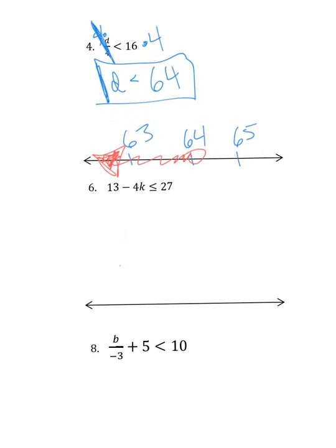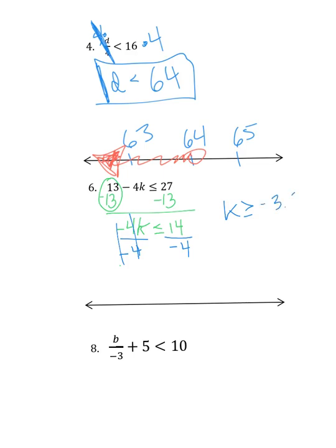In this next one, we're going to go minus 13, minus 13. So we have negative 4k is less than or equal to 14. We're going to divide by that negative 4. Divide by that negative 4. So k is greater than or equal to negative 3.5. So what I would do is I'd probably only put negative 4, negative 3.5, and negative 3.